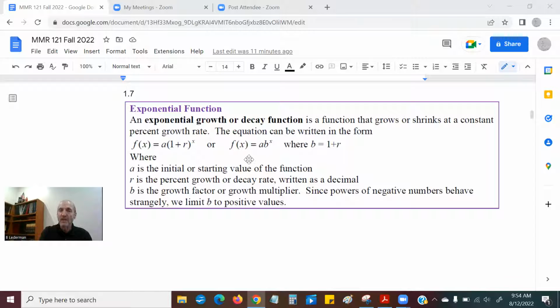Sometimes you write f of x is a times b to the x, where b is just 1 plus r. What do all these a's and r's and b's stand for? So the a is the initial starting value of the function. R is the percent of the growth or decay rate, written as a decimal, and b is the growth factor, the growth multiplier. Since powers of negative numbers behave strangely, we limit b to positive values.